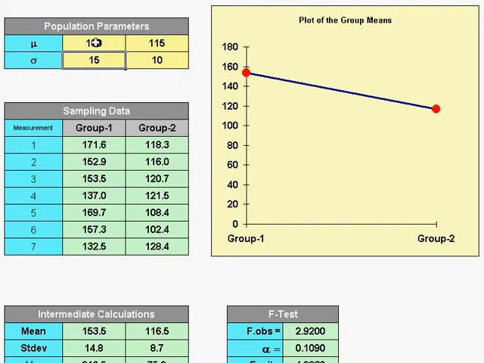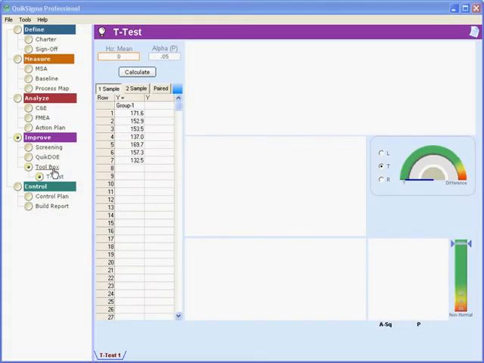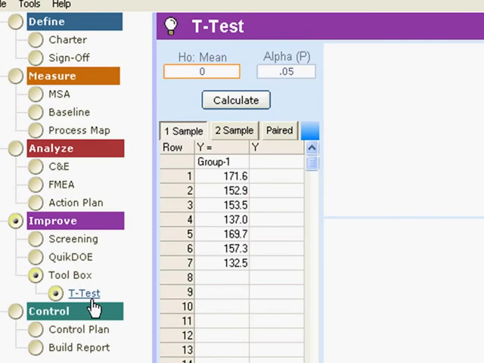What we're trying to do with a 1-sample t-test is see what we can discern about the mean of the population given this set of samples. So I'll copy this and we'll paste that into QuikSigma. From the toolbox, I've selected the t-test, and within the t-test I've selected a 1-sample t-test.